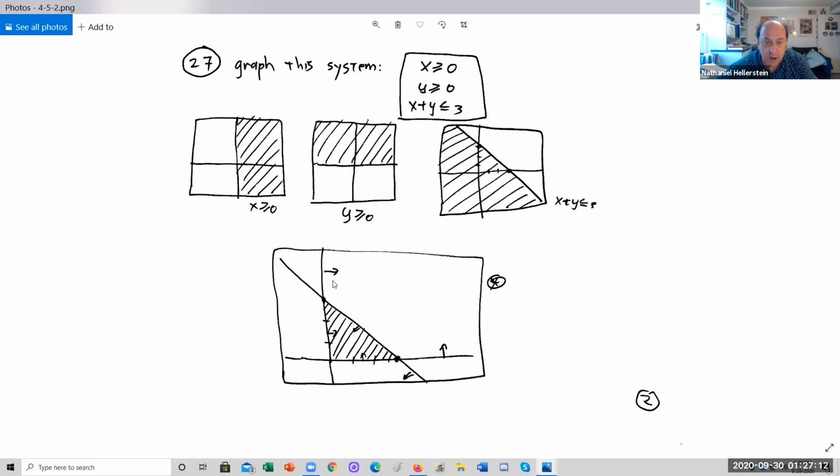So we want to intersect, overlap the right half of the plane with the upper half of the plane, with below and to the left of this line here. And that comes out to this triangular region. That's the graph of the system. It's called a feasible set.